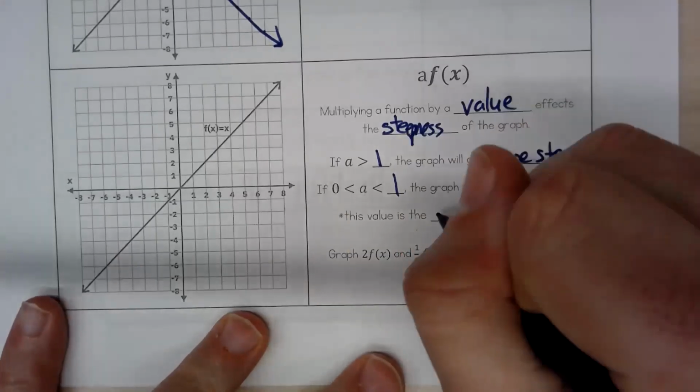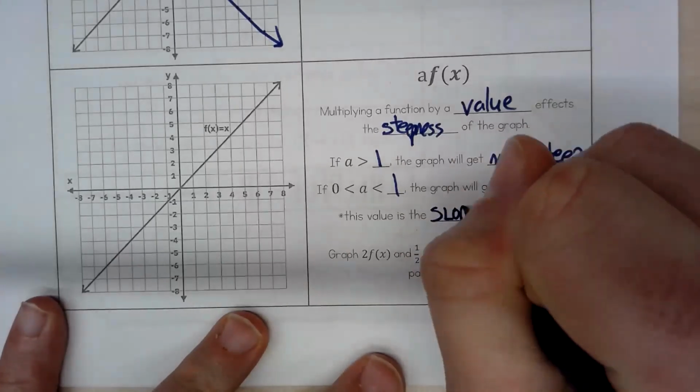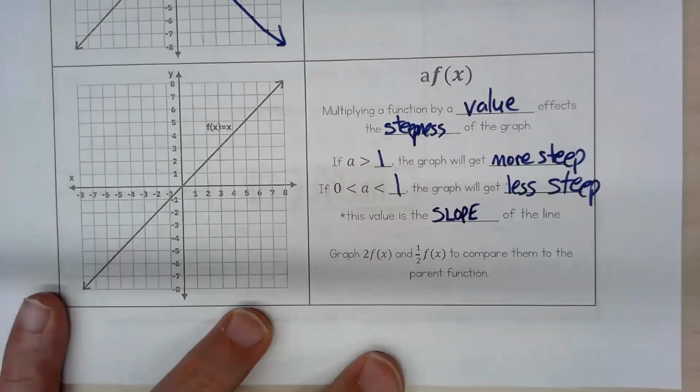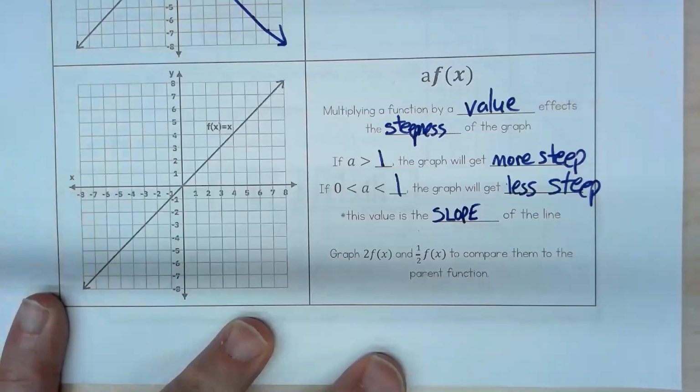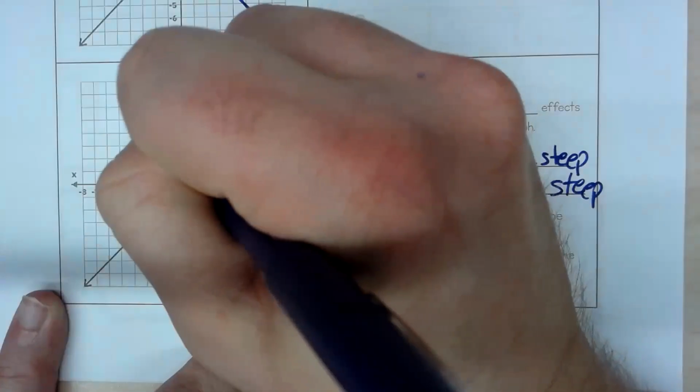So this value is the slope of our line. Like 2 f of x is the same exact line, just my slope is now 2.